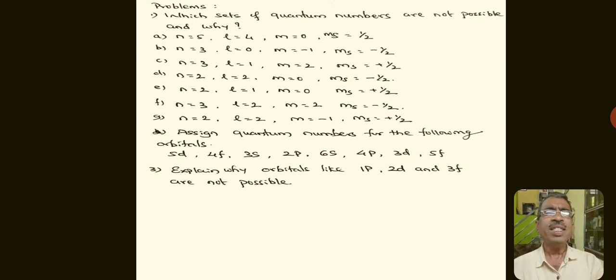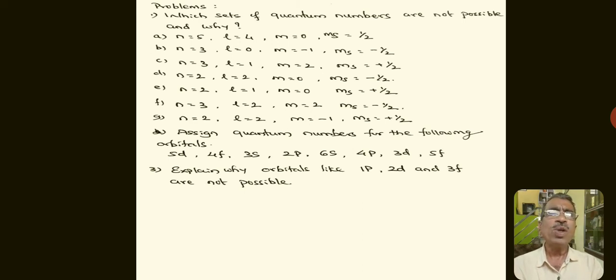Fourth, n is equal to 2. L is equal to 2 here, it is given. So when n is equal to 2, L cannot be equal to 2, because L values will be up to n minus 1. So therefore the fourth is also a wrong one. The fifth, n is equal to 2, L is equal to 1. So it is possible because of the n minus 1 value.